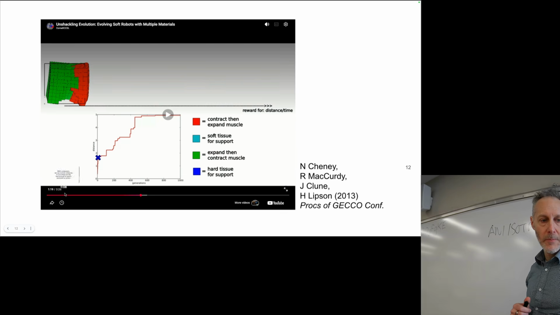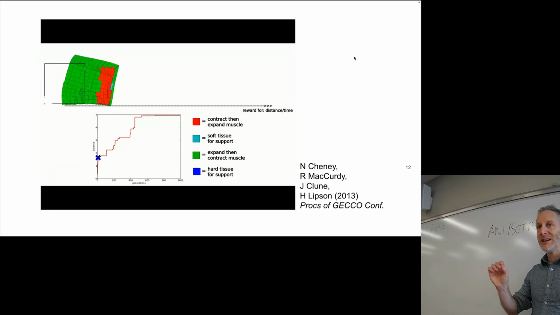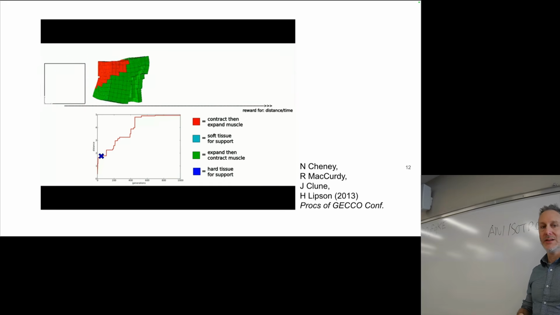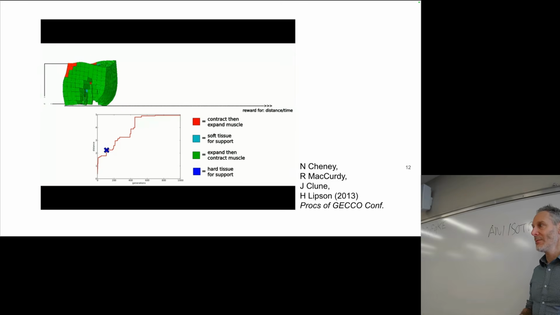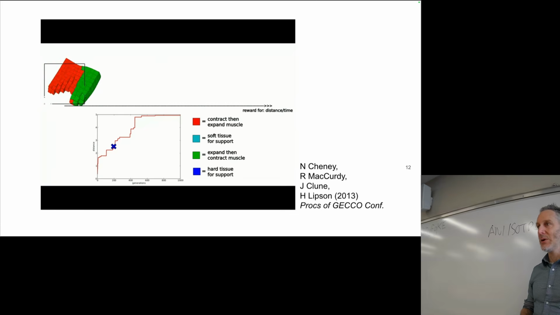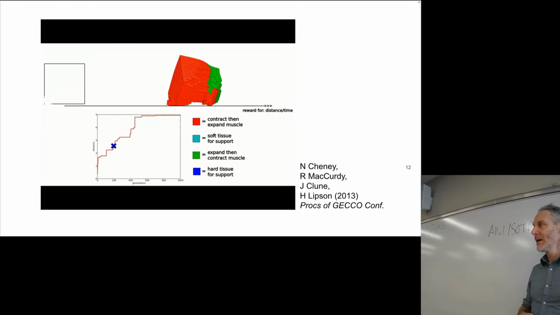Here we go. Okay, we're watching the most fit CPPN in the population at each point in evolutionary time. We've got a standard fitness curve with evolutionary time on the horizontal axis and the fitness of the most fit CPPN in the population showing the phenotype that it produces.